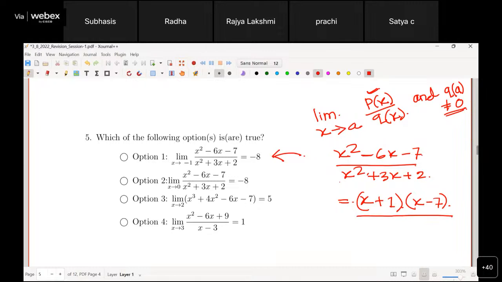What about the denominator? It is x squared plus 3x plus 2, which is x plus 1 times x plus 2. Yes, sir.